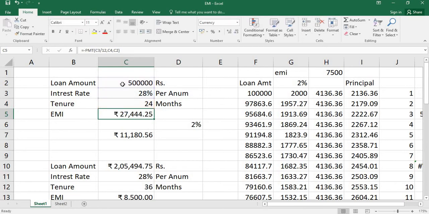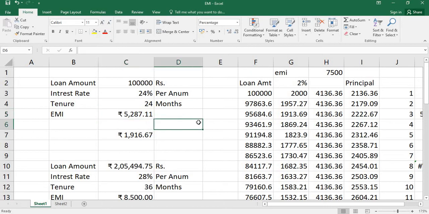EMI is nothing but, if a person is taking a loan of 5 lakh rupees or 1 lakh rupees, the interest rate per annum is per year. For 1 year the interest is 24%, then per month it will be 2%, so 2% into 12 months per annum will be 24%. The tenure is 24 months, since he will be paying for 2 years. So how much EMI does he have to pay? Every month he has to pay 5,287 rupees EMI. So here we are going to calculate the EMI amount by using the PMT formula.